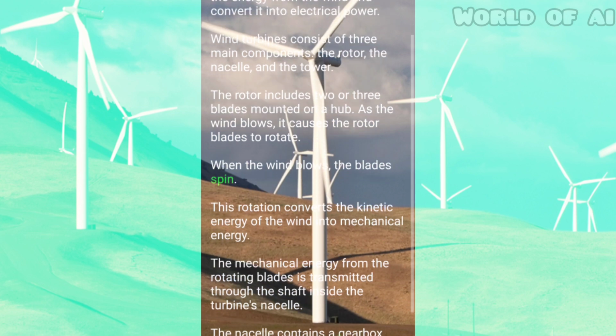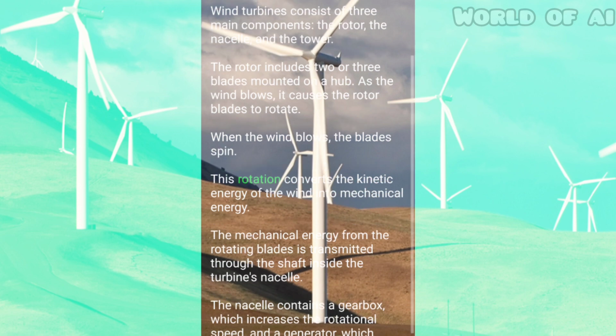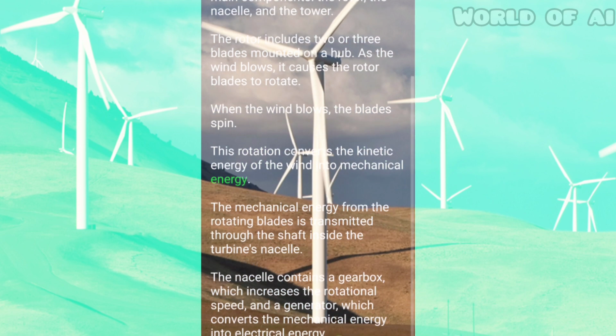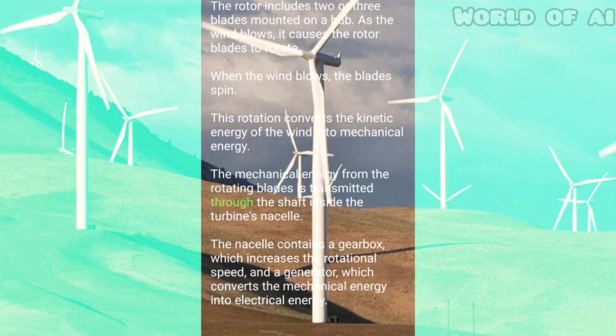When the wind blows, the blades spin. This rotation converts the kinetic energy of the wind into mechanical energy. The mechanical energy from the rotating blades is transmitted through the shaft inside the turbine's nacelle. The nacelle contains a gearbox, which increases the rotational speed, and a generator, which converts the mechanical energy into electrical energy.